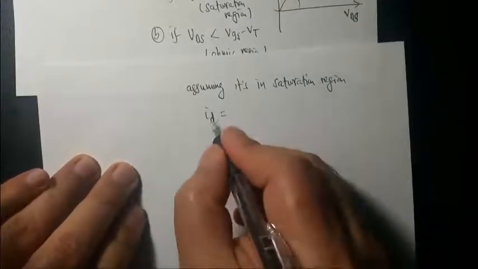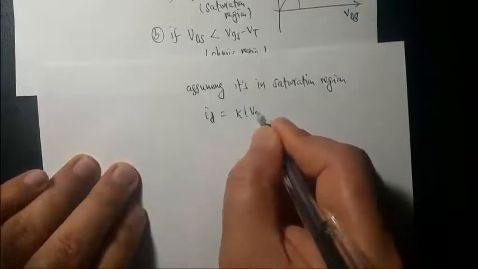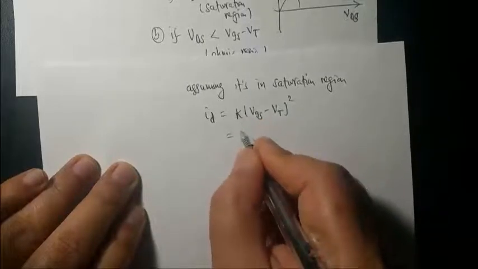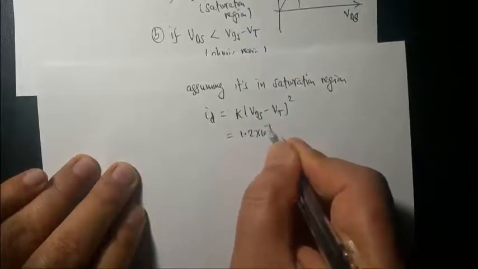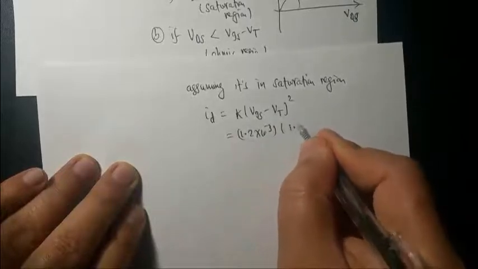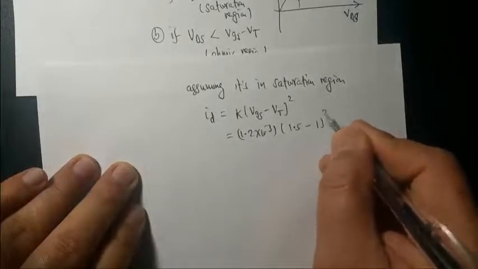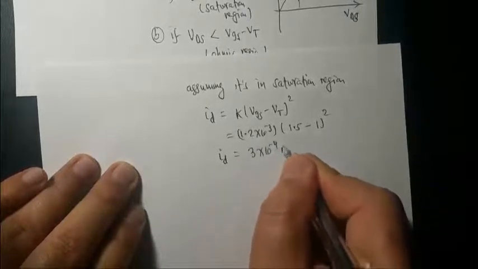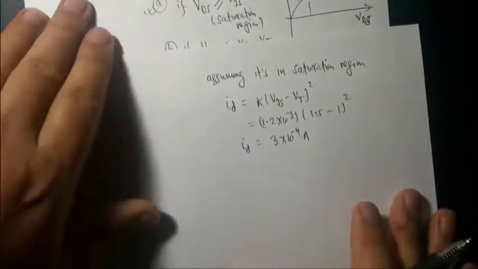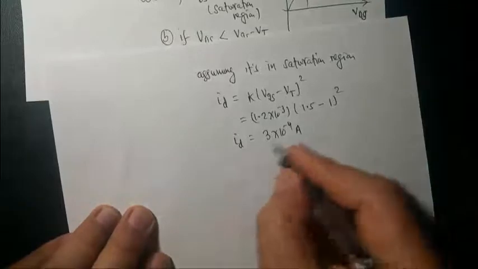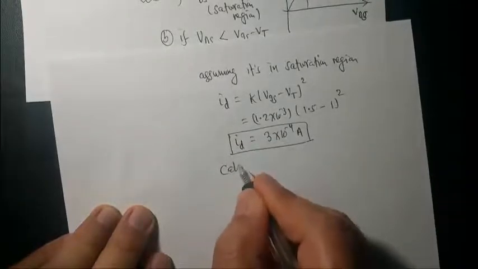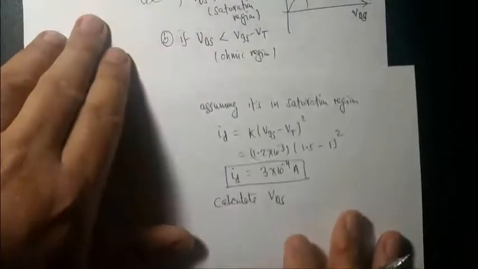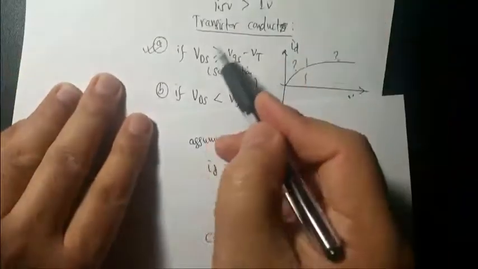In the saturation region, the drain current formula is K(VGS minus VT) whole squared, and K and everything is given. K is given as 1.3 milli, it has some units. VGS is 1.5 and VT, which is the threshold, is 1. So ID, the drain current, is 3 × 10⁻⁴ amp. But we need to test it, right? Now, based on this ID, calculate VDS and test if it satisfies this first condition or not.